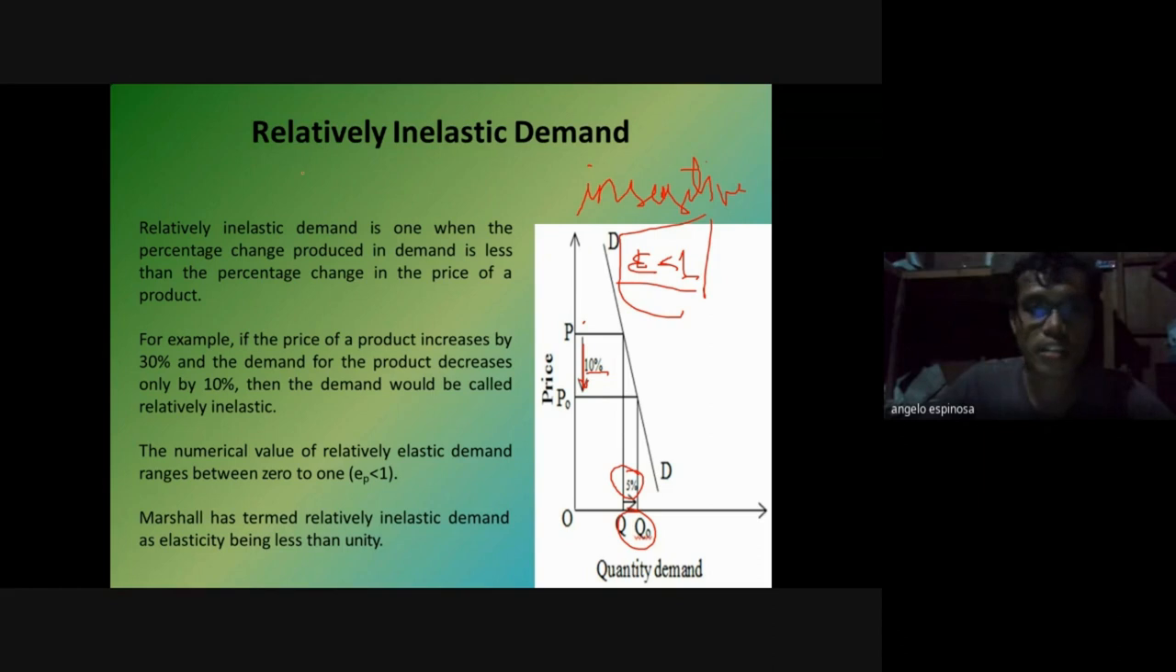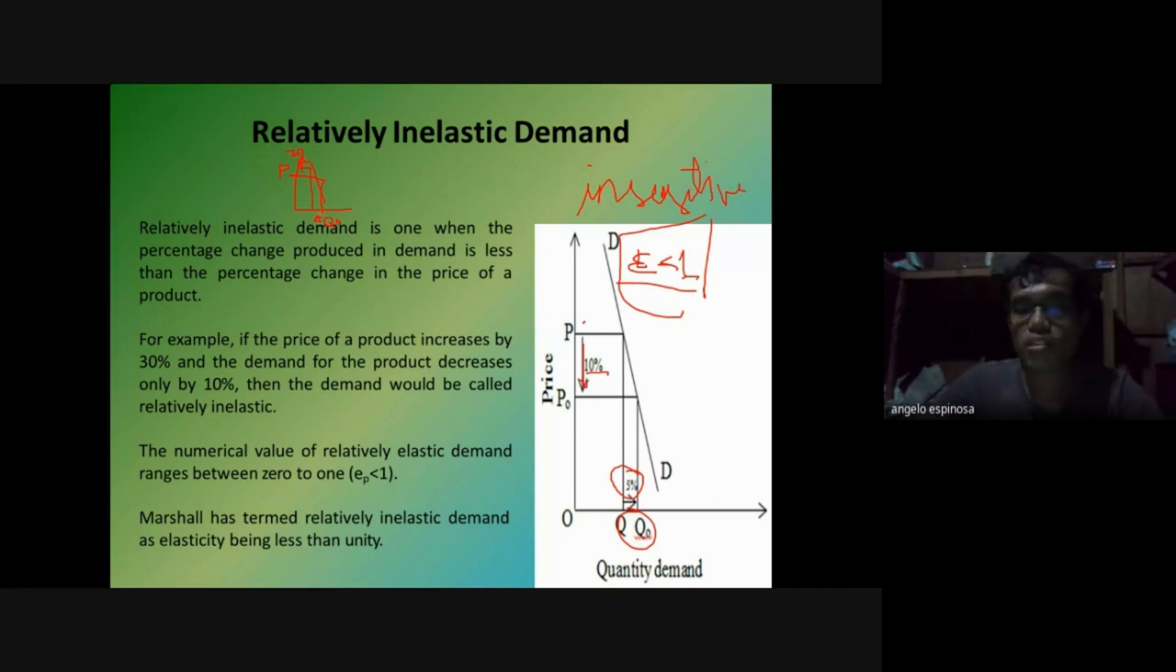Example here, meron naman tayong ibang graph dito. So, we have here, example, yung first price mo is dyan. Ngayon, tumaas ng 20%. So, what happened with your quantity demanded? Kasi tumaas yung price, as the law of demand, when the price is increasing, the quantity demanded is decreasing, right? So, from here, yung quantity demanded mo is here. Ngayon, tumaas yung presyo ng 20%. So, nagkaroon ng konting adjustment sa quantity demanded na pa-decrease.